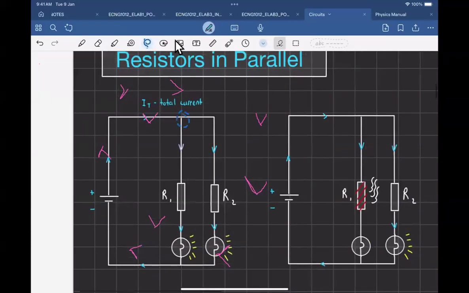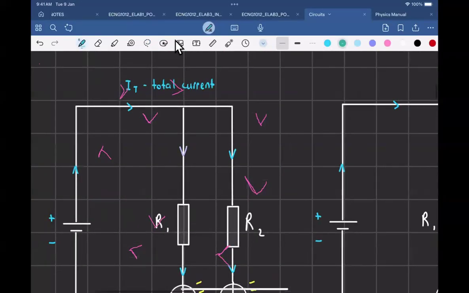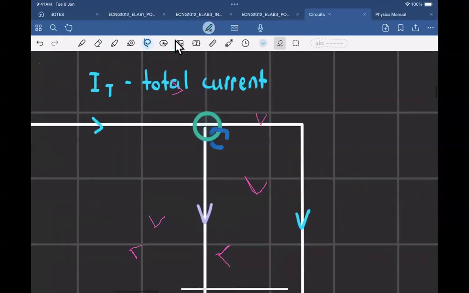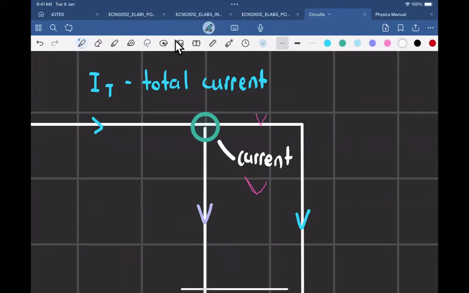What happens at this point here? Can you tell me what happens at this point? It does split. Yes. So at this point, I drew over here, the current splits. Or let me be fancy, current divides. We need to use physics language. So the current divides at that point.